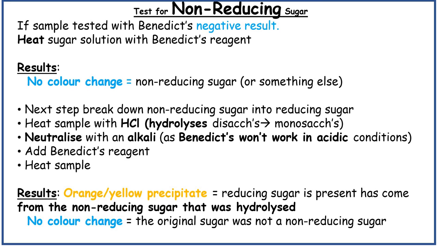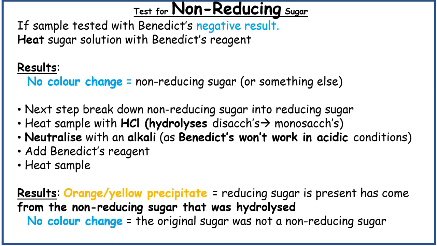So now we need to look at a non-reducing sugar. If the sample tested with Benedict's is negative, you heat the sugar solution with Benedict's reagent, and it would be negative. There will be no colour change. So the next step is to break down the non-reducing sugar into the reducing sugar. So you would heat the sample with hydrochloric acid, which hydrolyzes the disaccharides into monosaccharides.